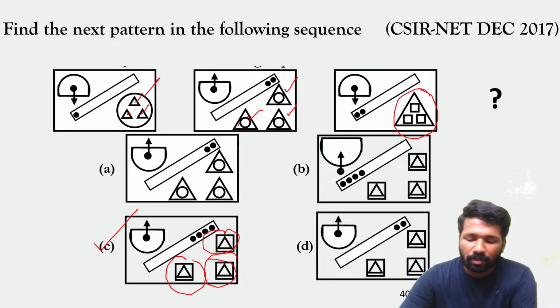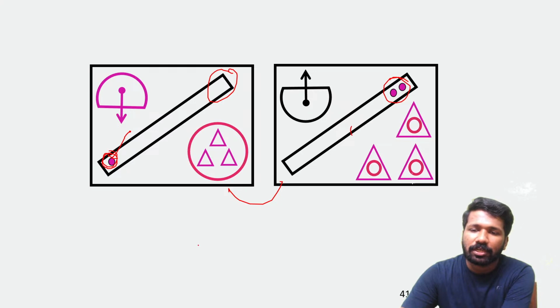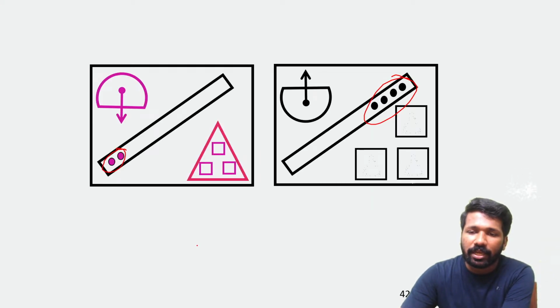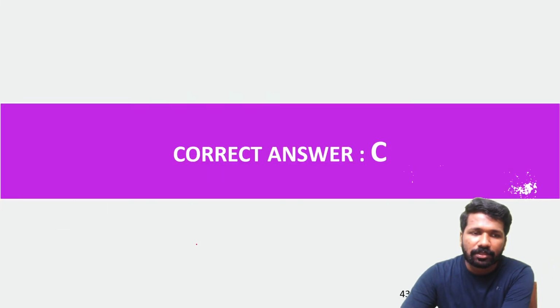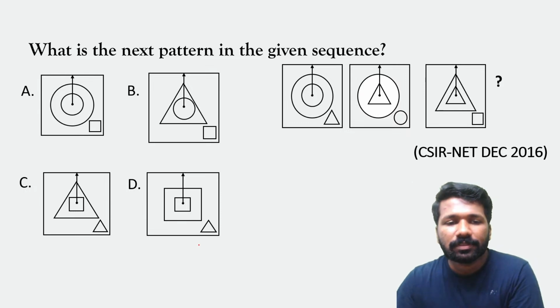Look at this. All of you clear? Please respond. Arrow position, circle, square. In this case, triangle, square. That idea is also satisfied. One more question. Try this one.